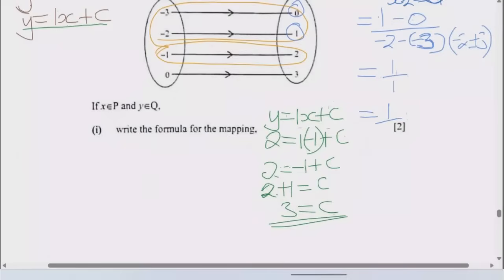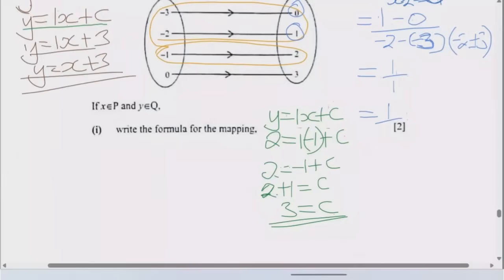So we go to where we're making the formula. We say y is equal to 1x plus 3. Now we have come up with a formula. We can still simplify this one. So y is equal to 1 times x, which gives us x plus 3. Now this is the final formula. So to write the formula for the mapping, we can say the formula is y is equal to x plus 3. Excuse me.